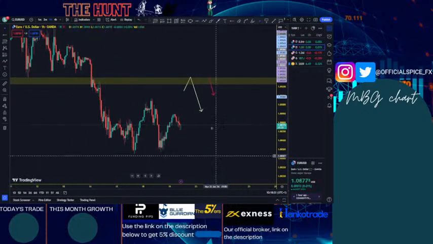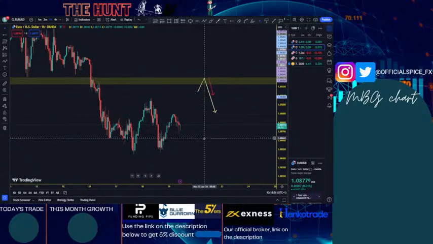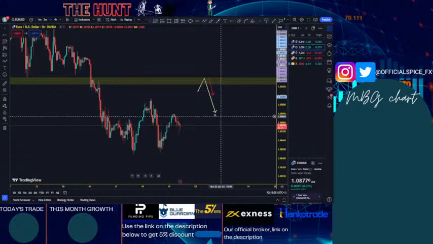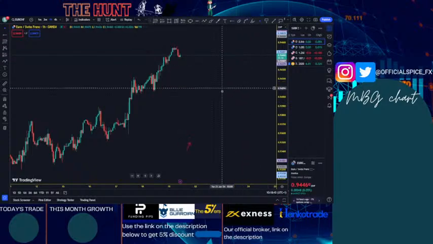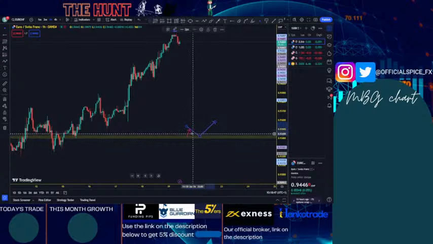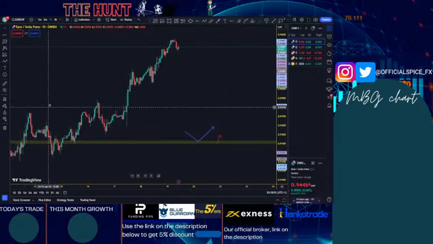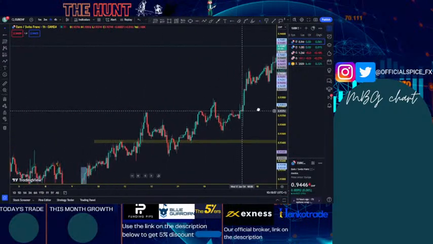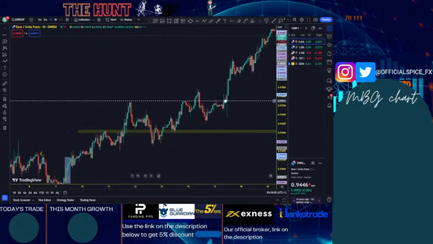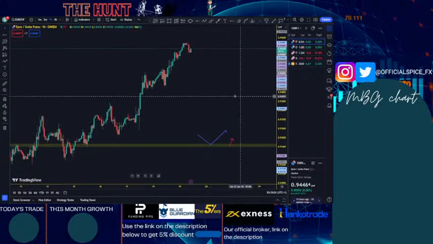On EUR/USD, I'm waiting for price to push back to this point right here, and if it does, I will share the trade on the Telegram channel. I'm waiting for price to bounce right here on EUR/USD. On EUR/CHF, we've been waiting since the beginning of this week, and price is not coming to that point, so I'm still waiting right there, because there are no other key levels that are strong enough that I can consider.